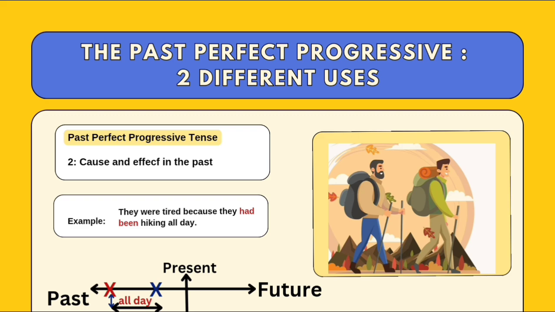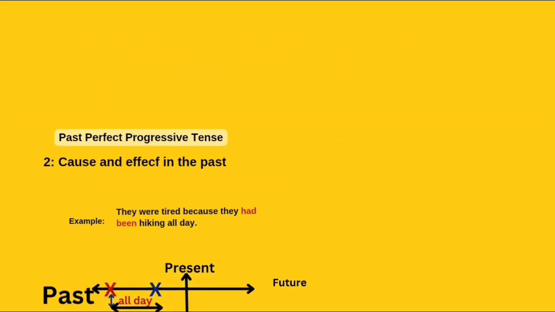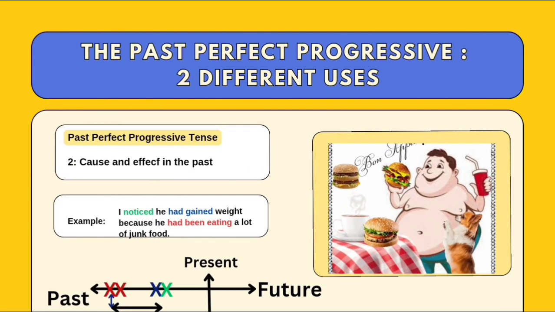Here's one more. This one is very complicated. Watch out. I noticed he had gained weight because he had been eating a lot of junk food. So he had been eating in the past, eating, ongoing action. And then the result or the effect in the past is that he had gained weight. He gained weight. But then I noticed, so this one is also at the past. So in this case, you have 3 levels of past tense verbs.